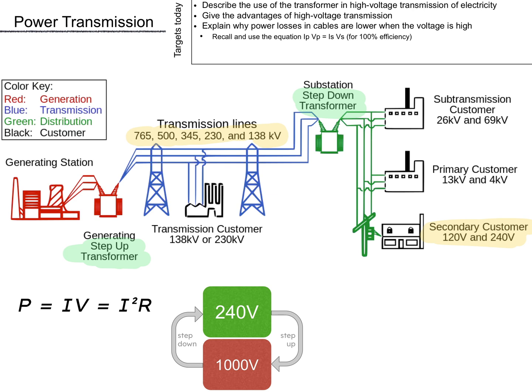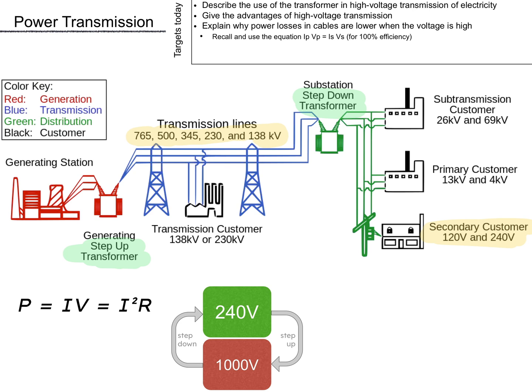And this is what we do. We step the voltage up to transmit it over large distances, and then we step it down again to make it safer and so that we can use it in the home. The question now really is, why do we bother? Well, we do it to save energy, to reduce losses.